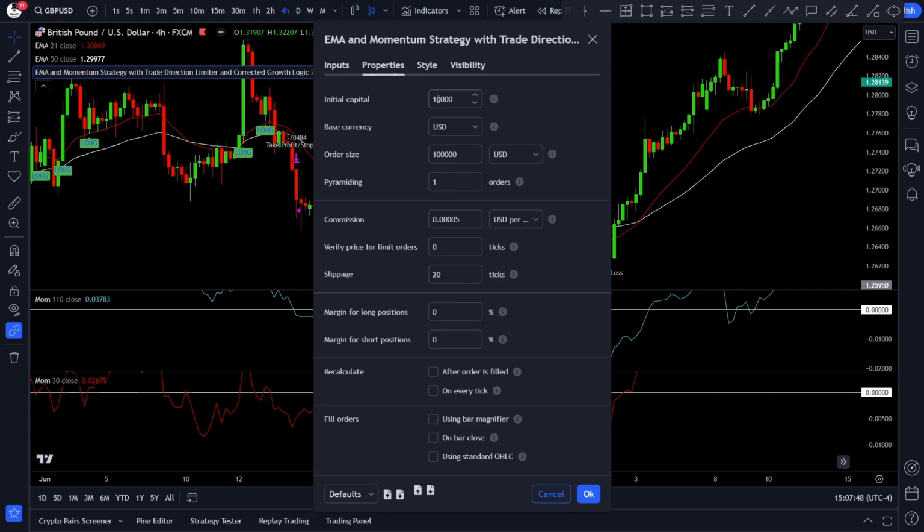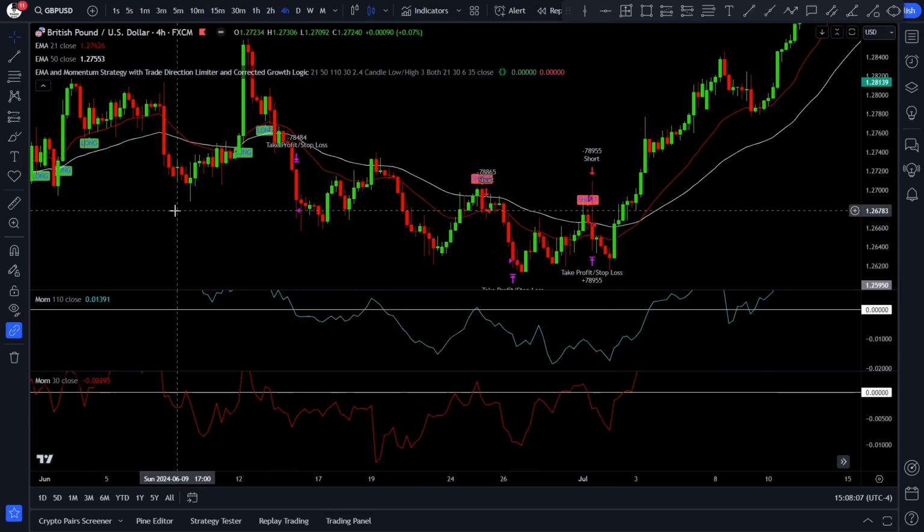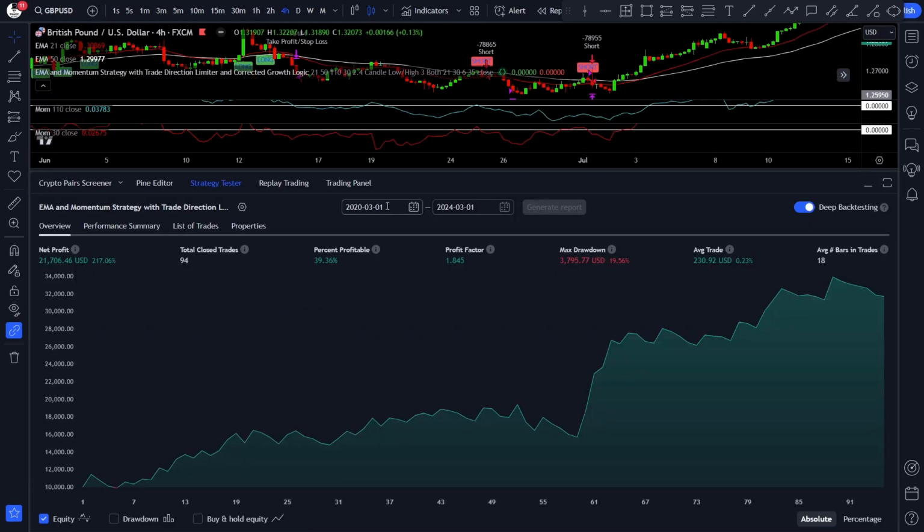For the properties tab, I am using a $10,000 capital with a $100,000 order size, so a 10x leverage at the beginning. The commission is the same as before, just like the slippage. For the backtest, I am using again the GBP USD 4-hour chart. And here are the results.